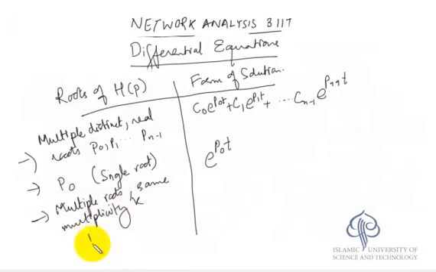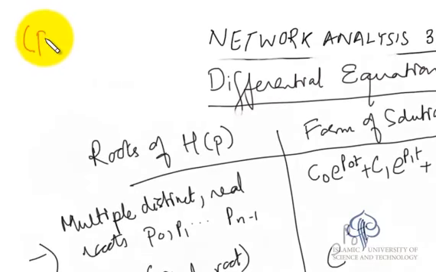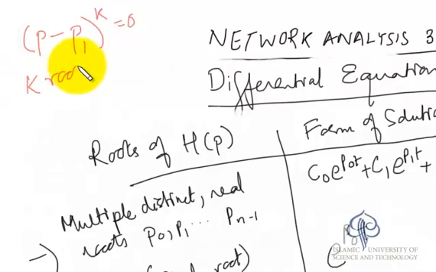That means the roots are p1, k times. For example, in the case of the polynomial (p minus p1) to the power k is equal to 0, what are the roots of the equation? There are k roots, and all of them are equal to p1.